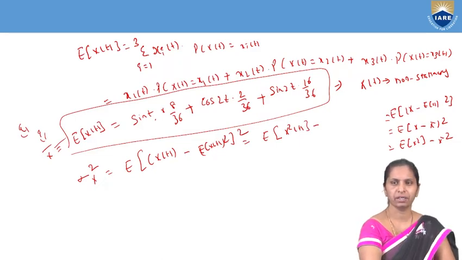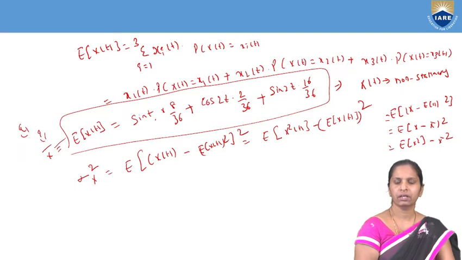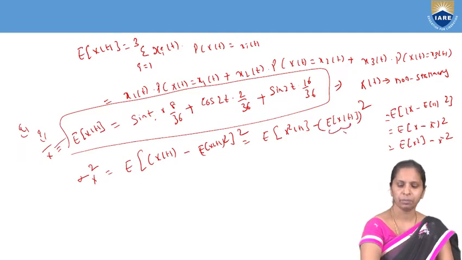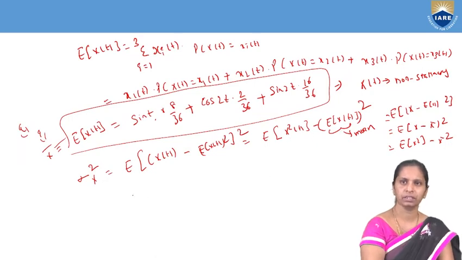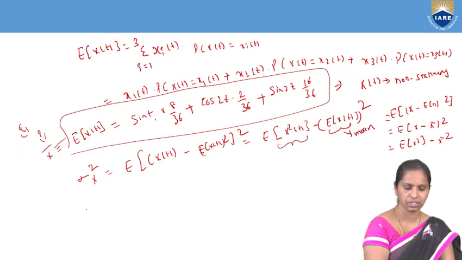What is my x bar here? E of x of t. So minus E of x of t whole square. So in order to calculate the variance, I have already calculated the mean. So this is the mean value, and this is the mean square of the random process. Already I have calculated the mean. If I calculate the mean square value, then I can calculate the variance. So first I will find out the mean square value of the random process. Then what is the mean square of the random process?